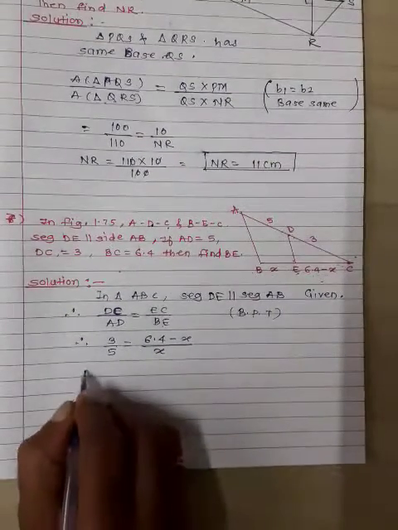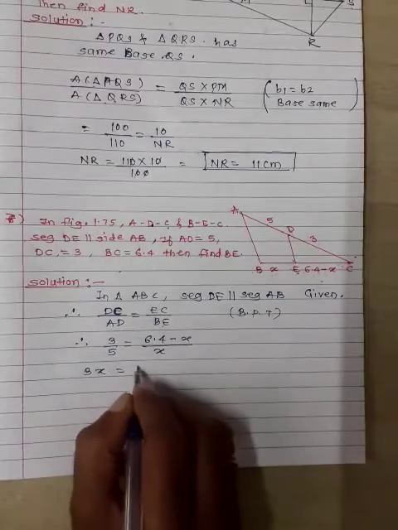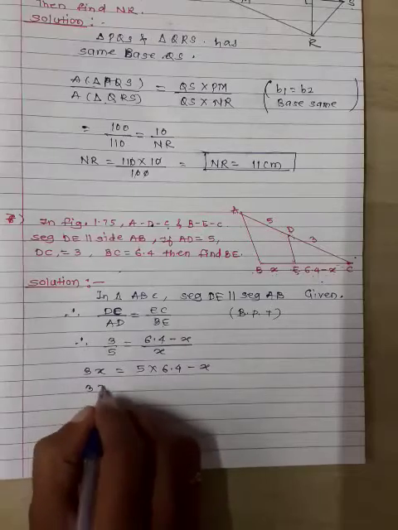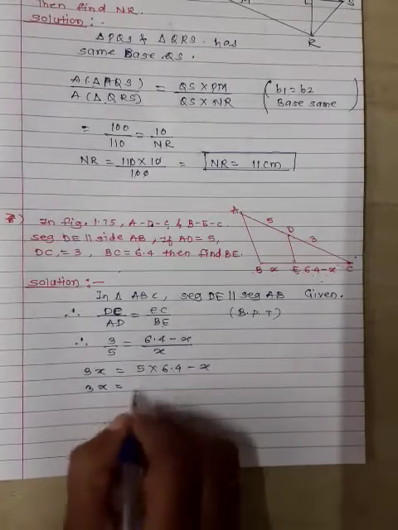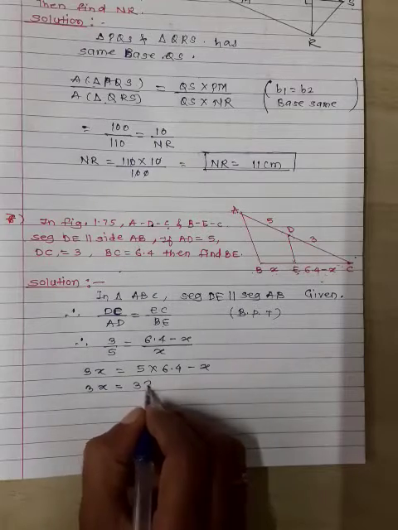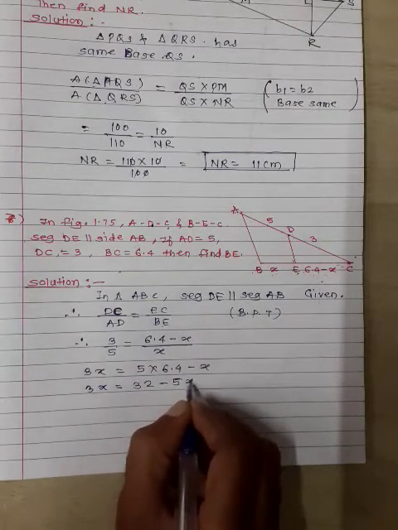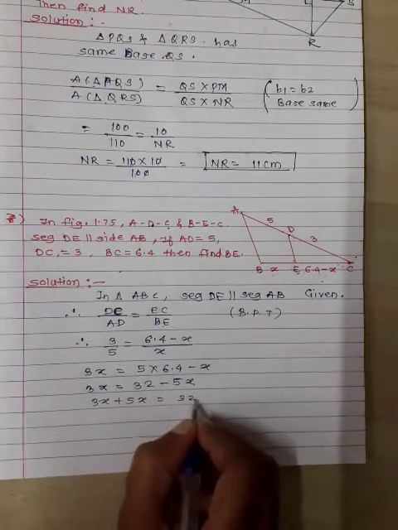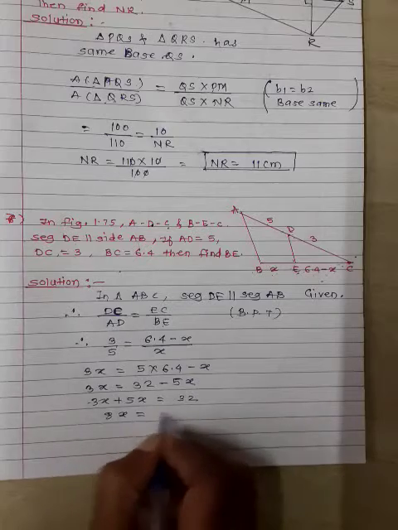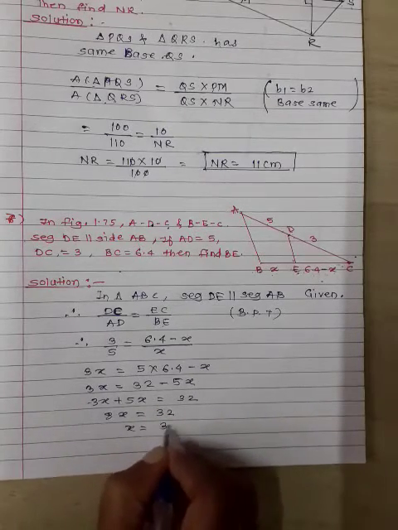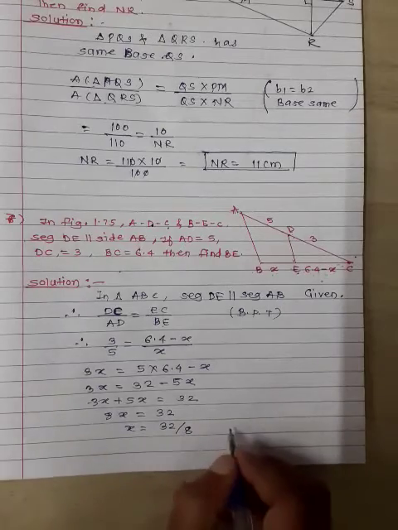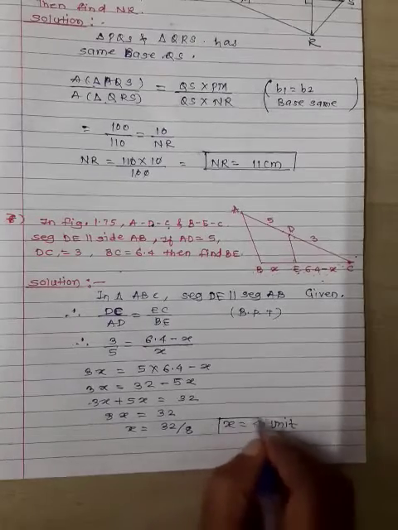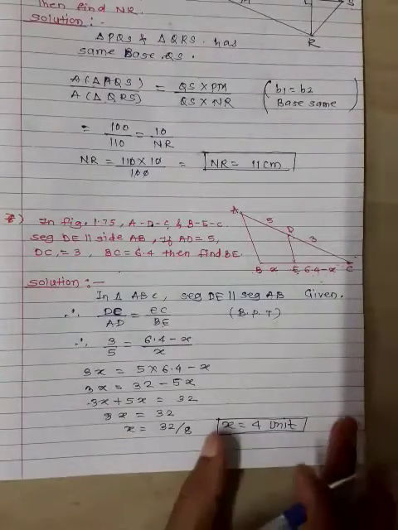Consider cross multiplication. 3x is equal to 5 multiplied by 6.4 minus x. 3x is equal to 32 minus 5x. 3x plus 5x is equal to 32, so 8x is equal to 32. x is equal to 32 upon 8. 8 fours are 32. x is equal to 4 units. Next question.